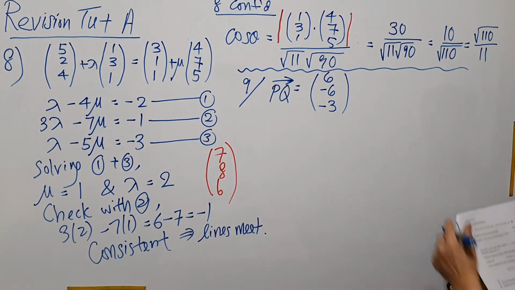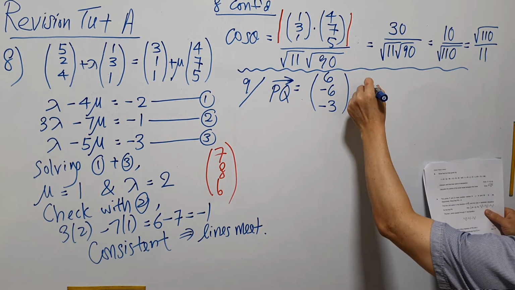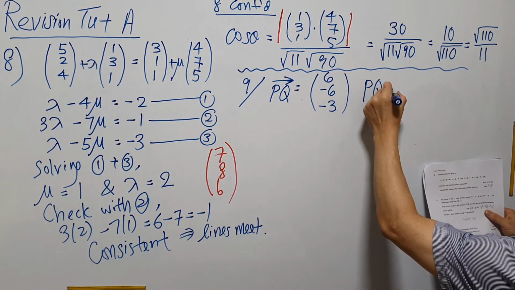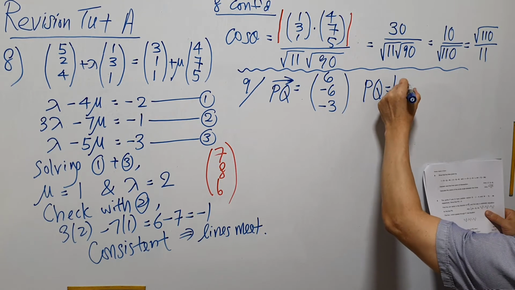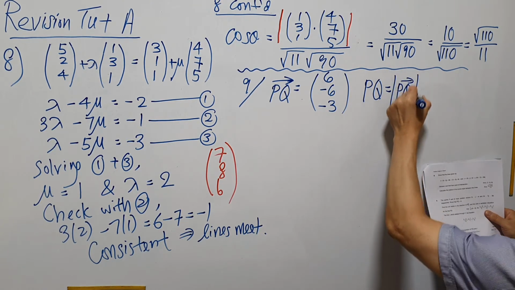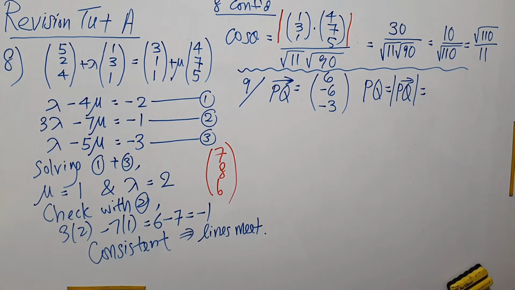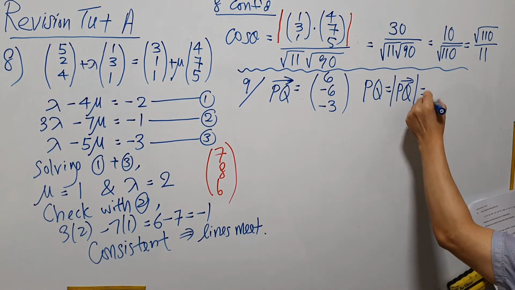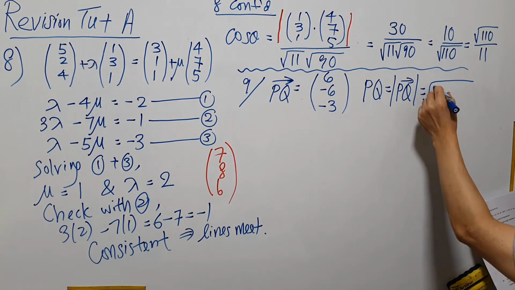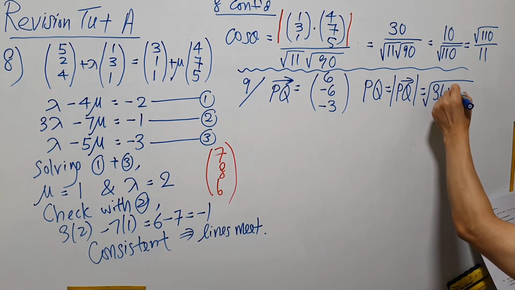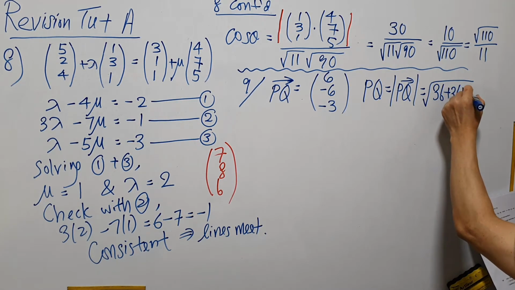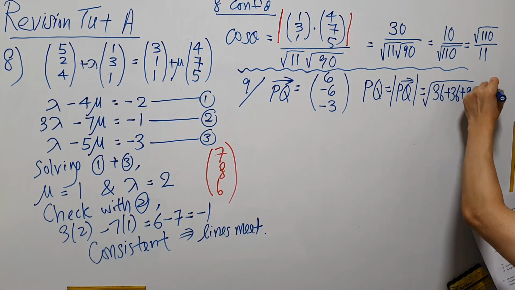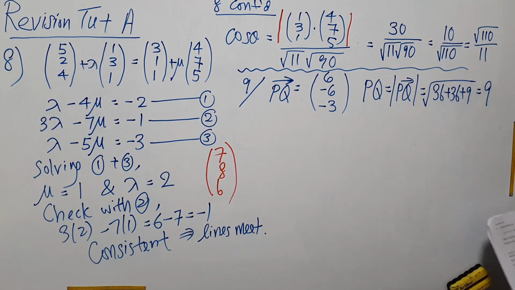So now to find PQ, right? When you say PQ, just like that, they actually mean the magnitude of PQ. How to find the magnitude of PQ? You just square it: 36 plus 36 plus 9, and this gives you root 81, which is 9, easy. So I've proven that PQ is exactly 9.